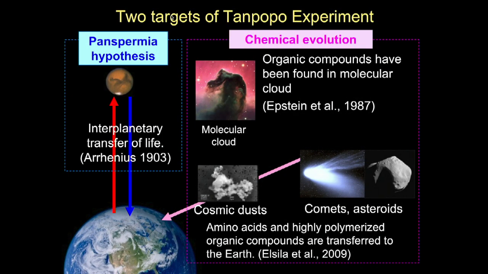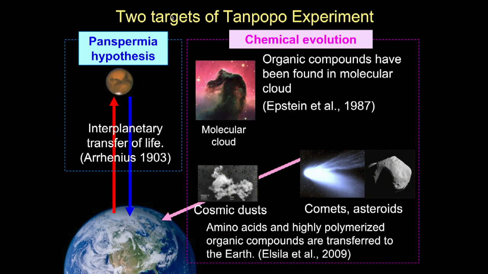One is chemical evolution. We have learned a lot in yesterday's session. There are many molecules of organic compounds found in molecular clouds, and in asteroids and comets, there are organic compounds. They must have accumulated on the surface of Earth before the origins of life. But one of the remaining issues is the amount of the organic compounds accumulated, because we don't see many asteroids or comets coming to the Earth.